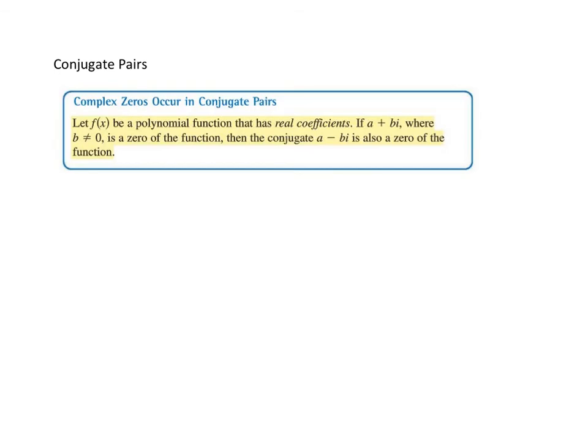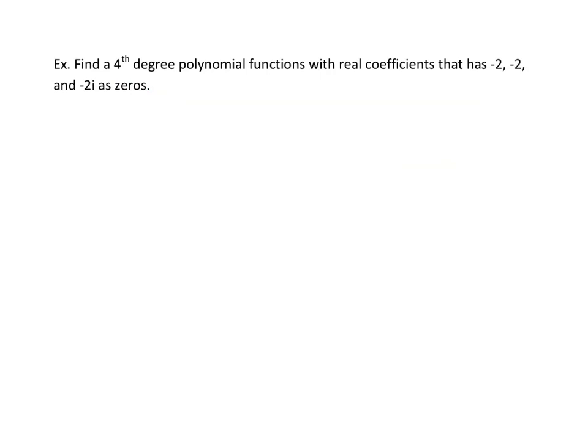Okay, a little bit more about complex numbers. If a plus bi is a 0 of the function, then the conjugate, a minus bi, is also a 0 of the function. So this is saying if they give you 4 plus 3i, you have to automatically know that 4 minus 3i is also a factor. Your imaginary factors only come in pairs. So let's use that information.